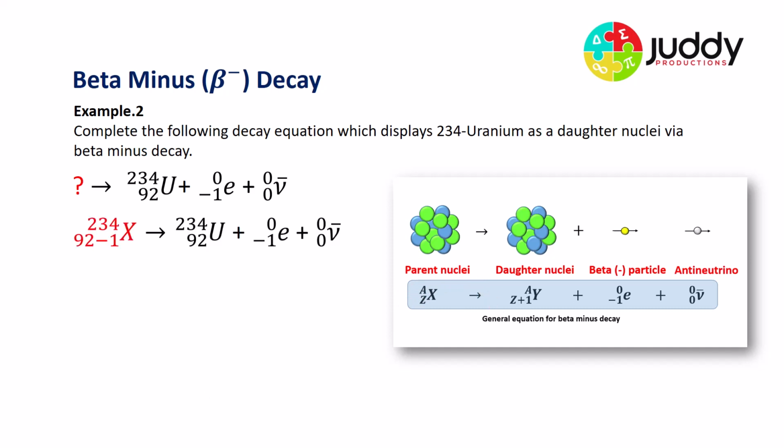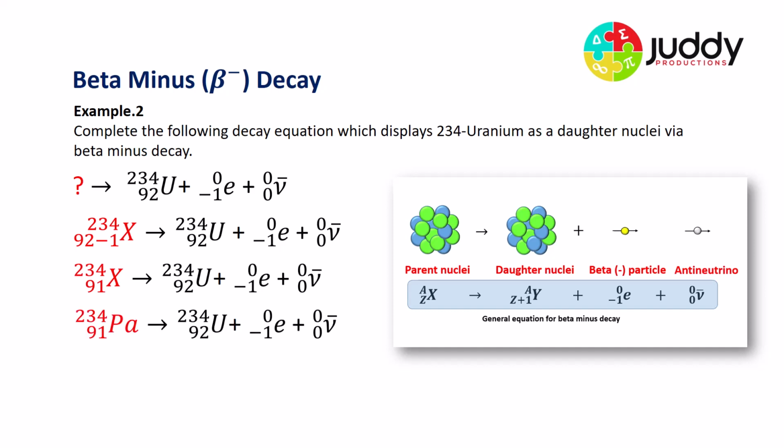So the mass number stays the same, and uranium's atomic number of 92 is decreased by 1, and that gives us a mass number of 234 and an atomic number of 91. We check this again on our periodic table, and once again we find the nucleus with an atomic number of 91 is protactinium. So the parent nuclei that would generate uranium-234 via beta minus decay will be protactinium-234.